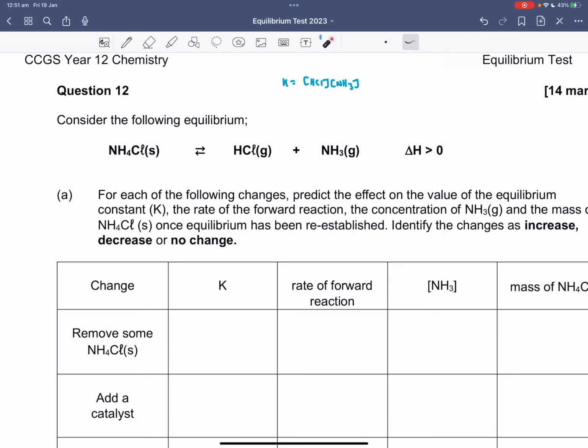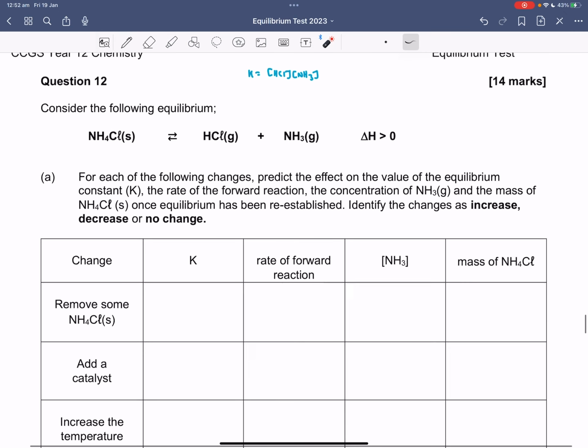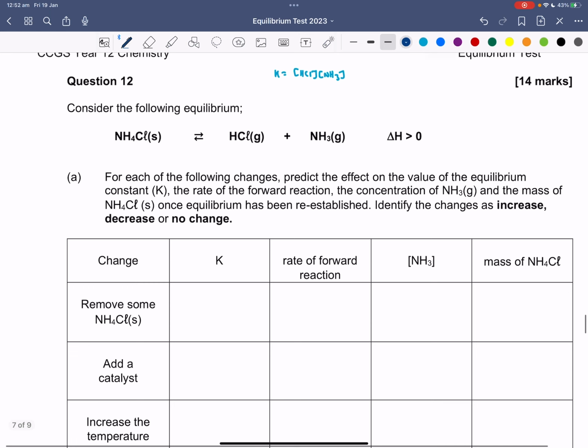Now this is unique, all right? This is one of those reactions where it's possible to do a full counteract, and you're going to see why. So for each of the following changes, predict the effect on the value of the equilibrium constant. Now first things first, what's the only thing that affects K? Only a change in temperature affects K values. Only a change in temperature affects the K value.